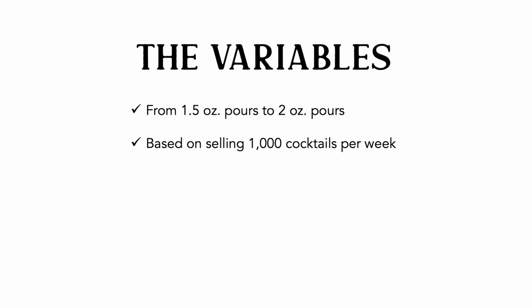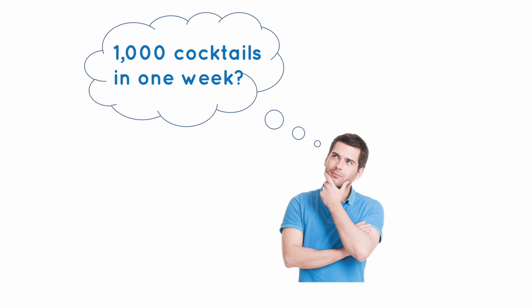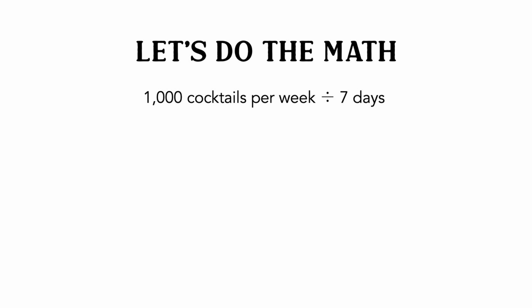Okay, let's go over the ground rules. These are the variables. We're talking about a bar that normally pours 1.5 ounce pours. So we're going from 1.5 ounce to 2 ounce pours based on selling 1,000 cocktails per week, and the average drink price is $7. And I know what's going through your head right now. You're thinking, 1,000 cocktails per week, Dave? That seems like a lot.